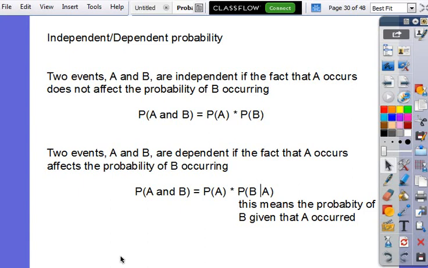Dependent means you rely on something else. Two events A and B are dependent if the fact that A occurs affects the probability of B occurring. We need to understand what this means right here, so when you see it later, you know what it's talking about. The probability of A times the probability of B, given that A already happened. It'll make more sense when we're doing the problems, but when you see that little line, it's saying the probability of B given that A already happened.